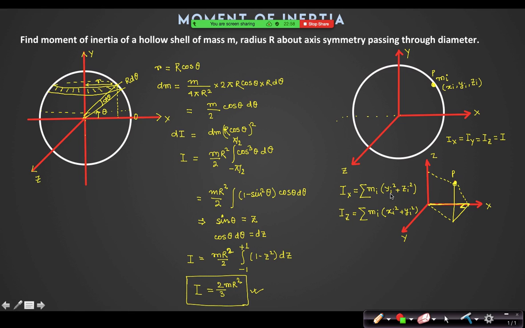Similarly, for Ix I have written yz, and for Iy what will I write? x square plus z square. Now, if I add all these, Ix plus Iy plus Iz, should I get 3I or not? Yes, sir. And inside the summation mi, what will I get? 2xi square, 2yi square, 2zi square. Yes or no? Bolo.